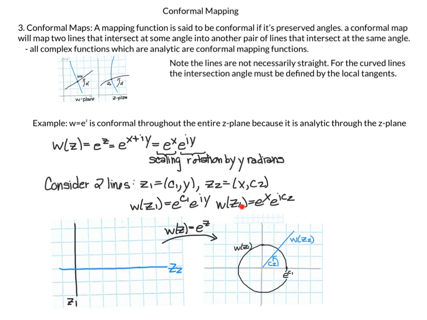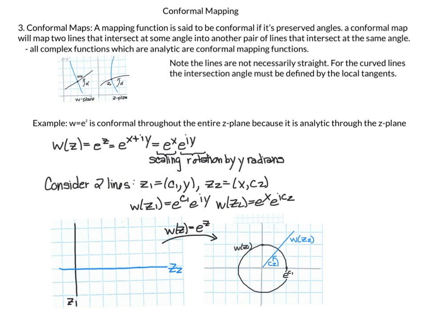Let's look at w of z2. So here's z2, another straight line. They're at 90-degree angles. E to the x, now x varies, so this radius goes from 0 to infinity. And this is i c2, now our angle is fixed. So that's this blue line here. We have a fixed angle, and our radius goes from 0 to infinity.